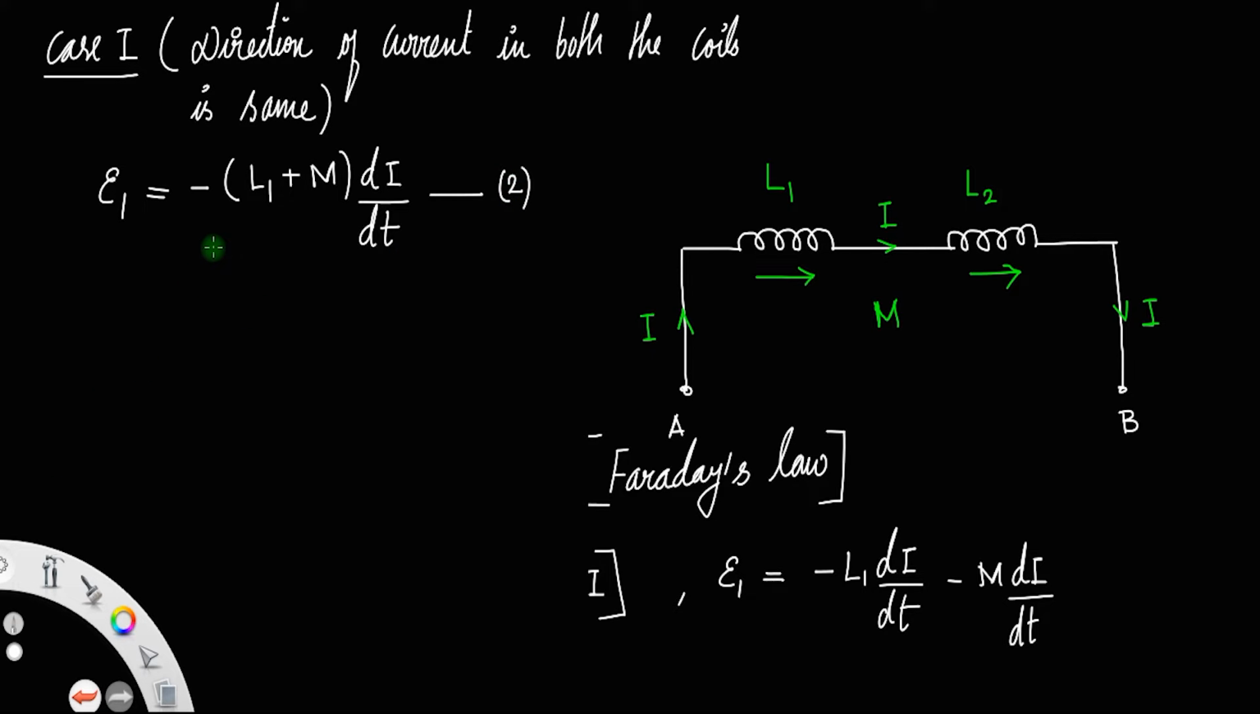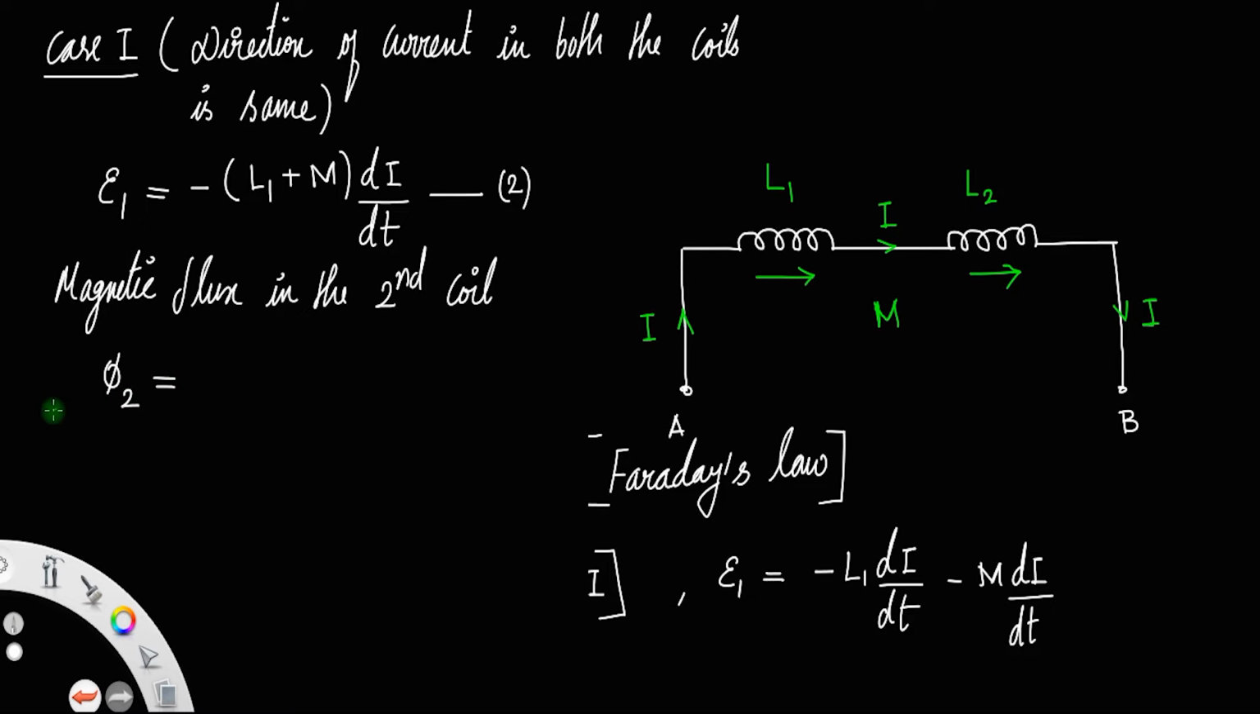Now let's consider the magnetic flux due to the second coil. So the magnetic flux in the second coil, or second inductor, let's represent that as phi 2. Again, the flux is due to two reasons. One is the self-induction due to the coil itself, that is phi s, plus mutual induction due to the nearby coil, phi m. So phi 2 will be, self-induction is in the second coil, so L2 times I, plus mutual induction, which is mutual inductance times the current. Let's call that equation number 3.